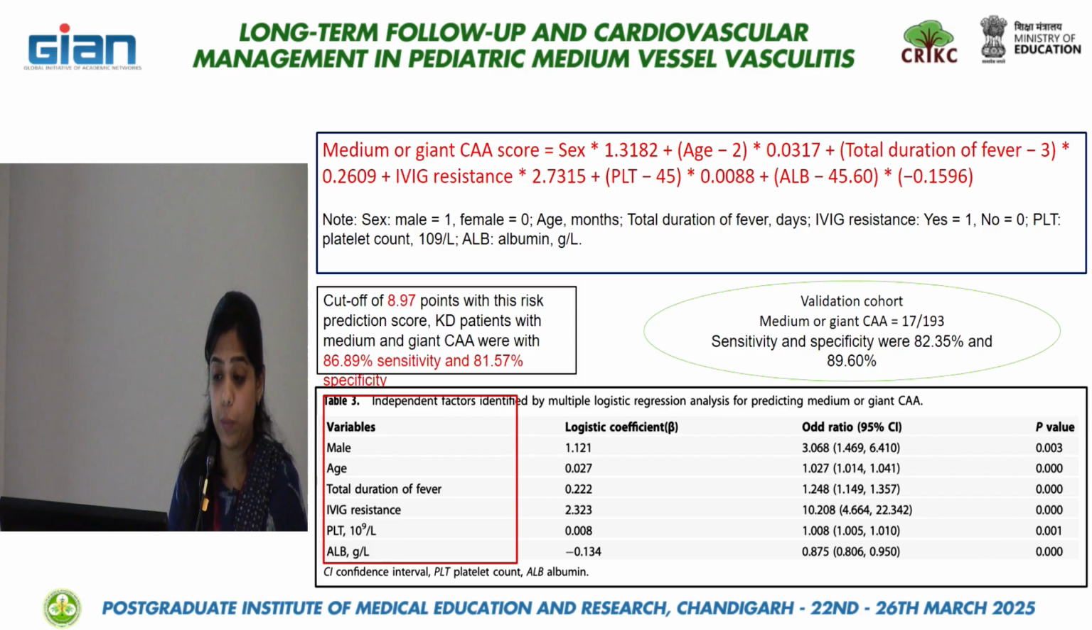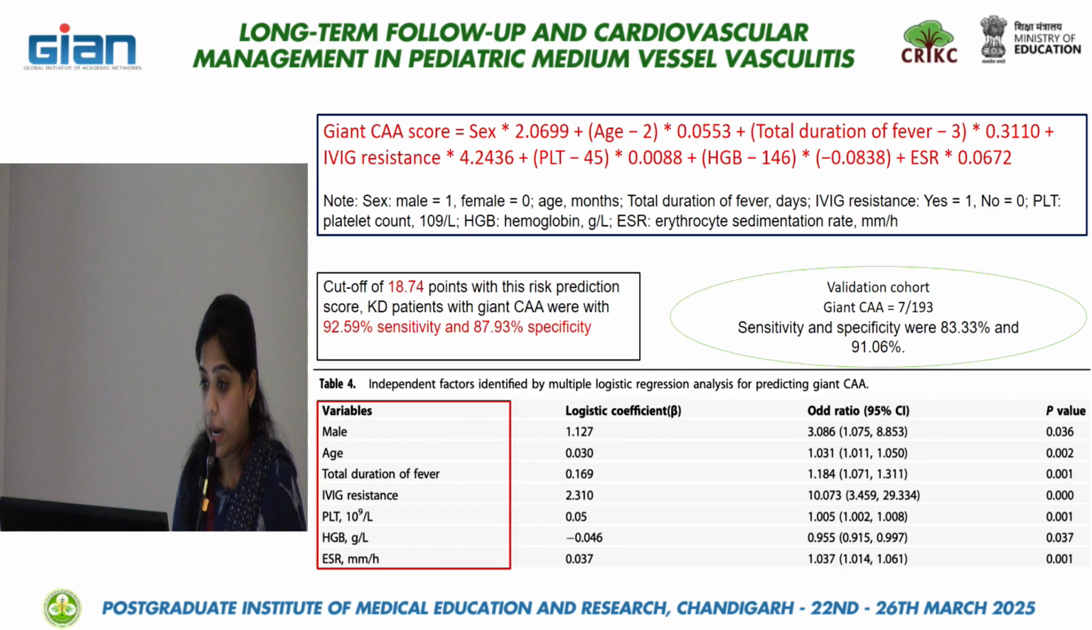So in this, based on the scoring system, in the developmental set, they have found a sensitivity of around 86.9, and specificity of 81, and in the validation group it is also more or less similar, that is little more than 80. And in the giant CAA group, they have again made such a complicated scoring system.